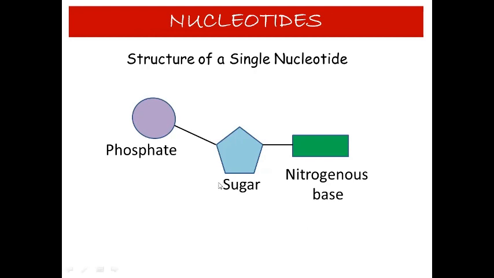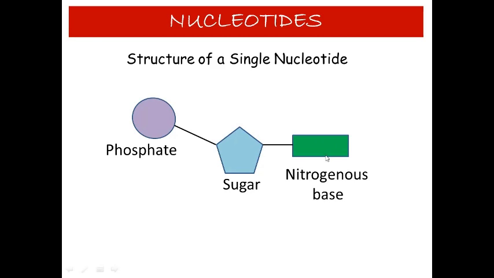What are the basic chemical components of nucleotides? This is a simple diagrammatic representation of a single nucleotide. A single nucleotide is made up of three chemical groups. Phosphate, denoted here as a violet circle in the left corner of this diagram. Next is the sugar molecule. The phosphate group is covalently bonded with a sugar molecule. Here the sugar molecule is depicted as a sky blue colored pentagon. Next one is the nitrogenous base, the green colored rectangle here. Now, one by one, we will understand the structure of each of these three components. That means phosphate, sugar, and nitrogenous bases.